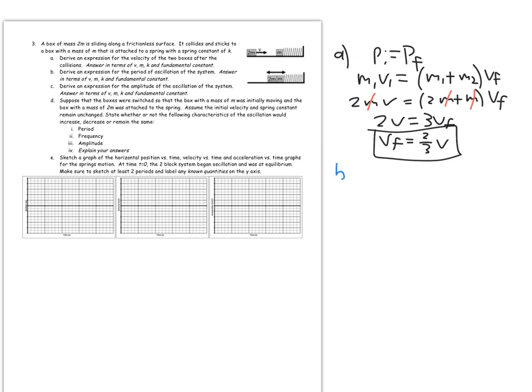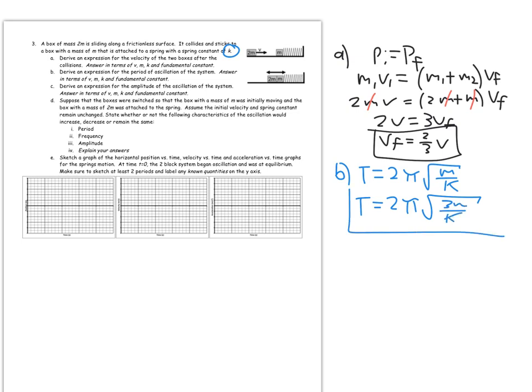All right, next we want to derive an expression for the period of oscillation of our system. That's going to be 2 pi times the square root of the mass over k, our spring constant. K is just k, that's what it's given as in our problem. And our mass is going to be 3m, so it's just going to be 2 pi times the square root of 3m over k.